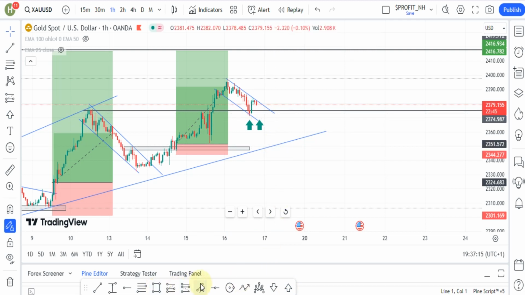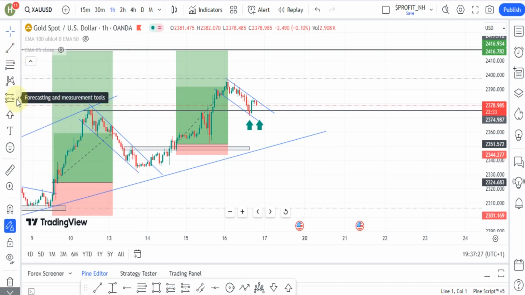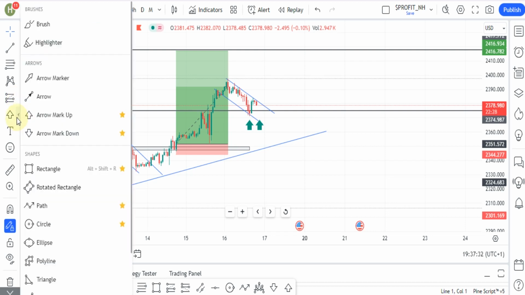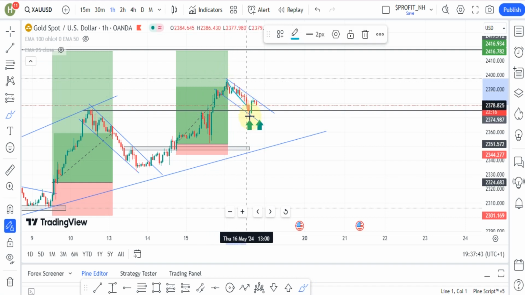Let me draw this. Let me look for the brush. I'm looking for this drawing tool so that I can show you what I'm expecting to happen there. Here it is. So right now what I'm expecting this market to do is this. After coming down, went up, I'm expecting it to come down and give us maybe a double bottom.